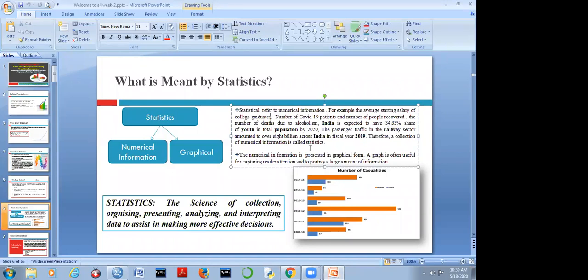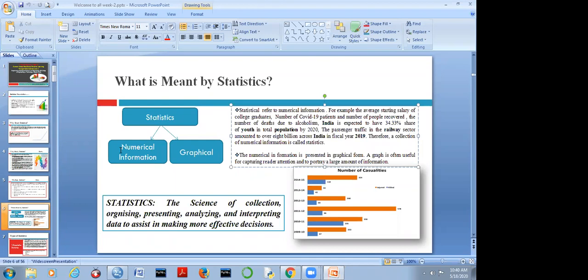We say our country is full of youth, like you, the students. So we expect a 34.30% share of youth in the total population by the end of 2020. I talked about the railway, 8 billion across the financial year 2019. All this information represents numerical information, and this numerical information is called statistics. So as per this diagram, statistics represents numeric information.